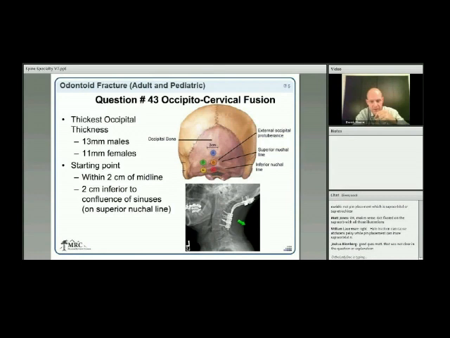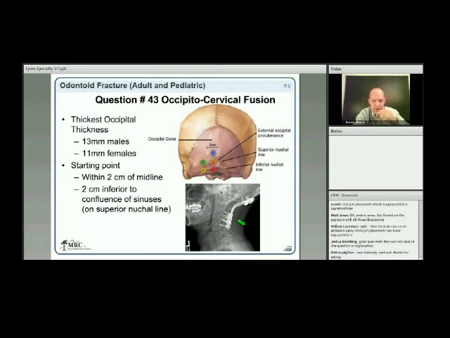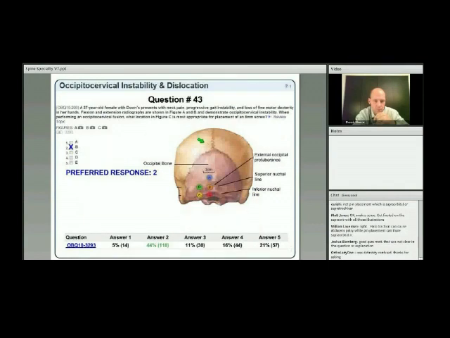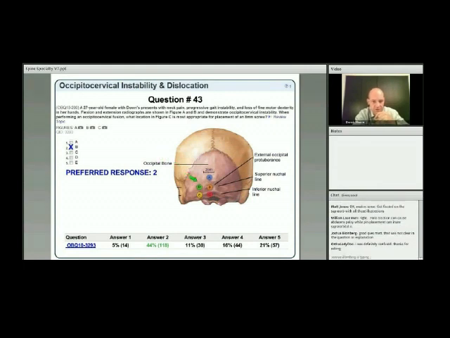You do need to know where you can get the best purchase in the back of the occiput. Your safe zone for your screw placement is at the level of the superior nuchal line, as shown here, and within 2 centimeters of midline. Going back to our question, in figure C, what is the most appropriate safe zone for placement of an 8 millimeter screw? Again, at the level of the superior nuchal line, within 2 centimeters. So the best answer would be region B, or answer B.